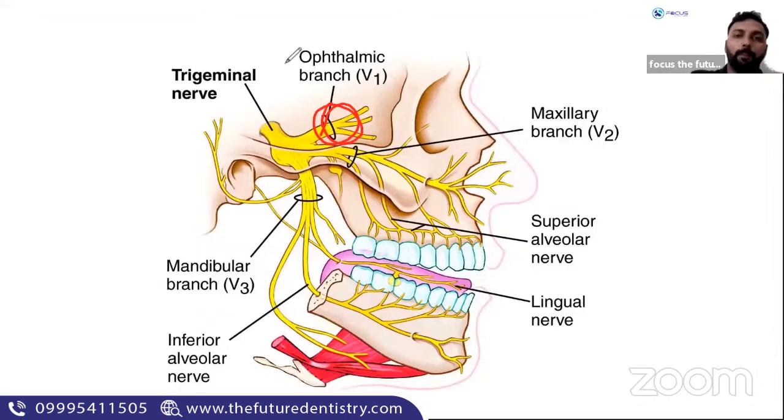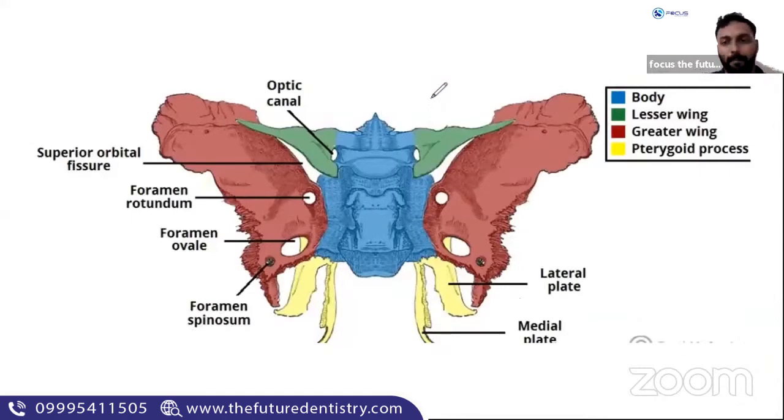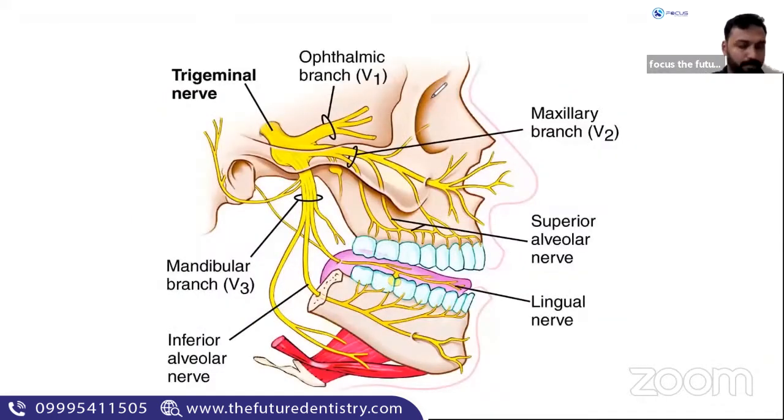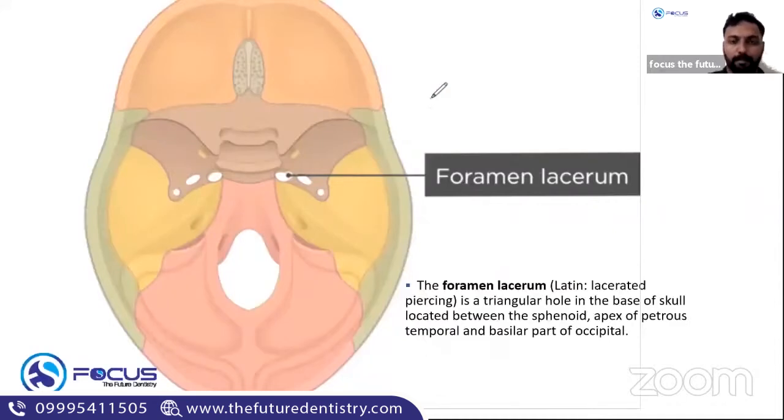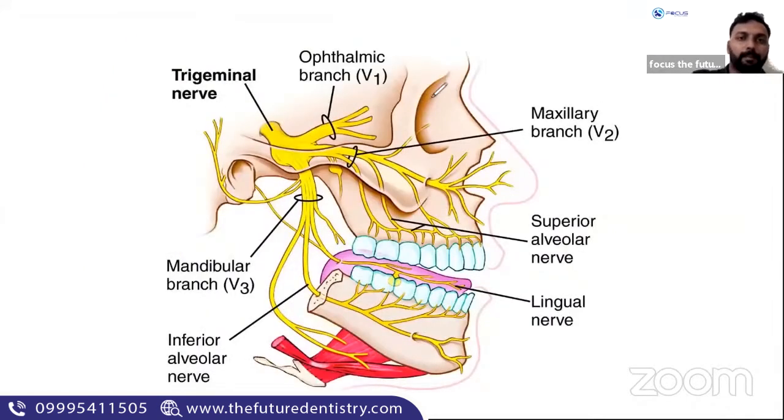So the superior orbital fissure opens somewhere behind your eyeball. You have your eyeball somewhere here, right? You have the eyeball here, and behind the eyeball there is an opening which is known as the superior orbital fissure, through which the ophthalmic branch of the trigeminal nerve is going to come out. So that is the ophthalmic division of the trigeminal nerve.